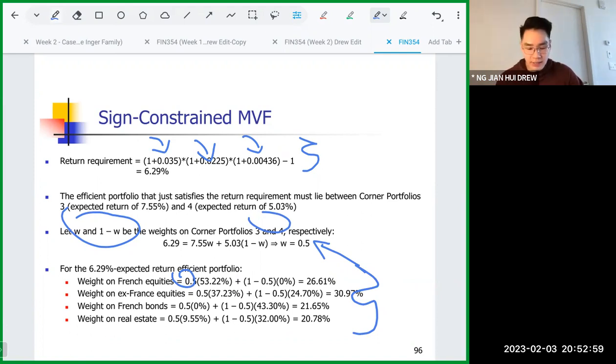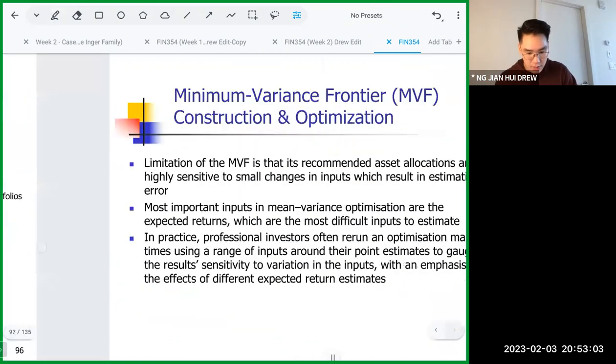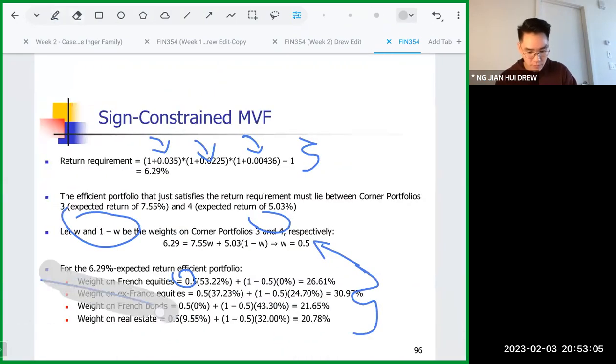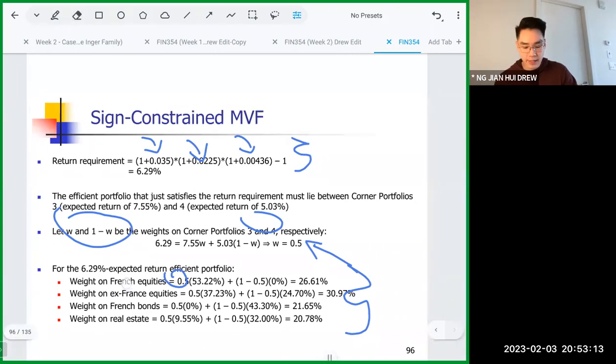Any questions regarding this optimization? We are good, okay? I think it's quite direct, the optimization.